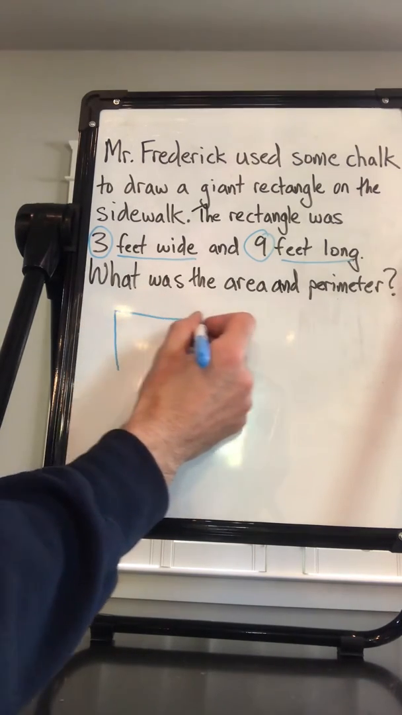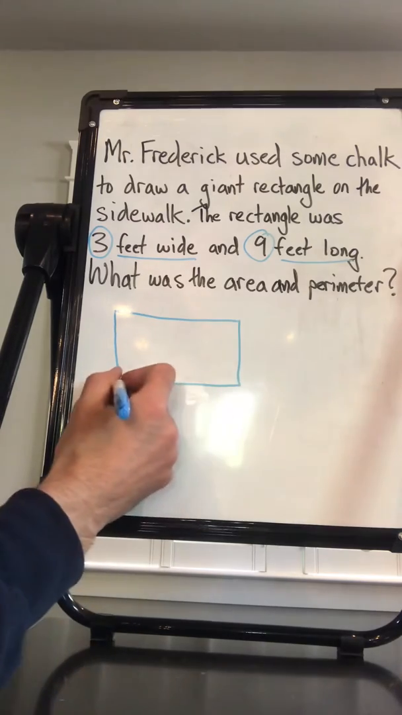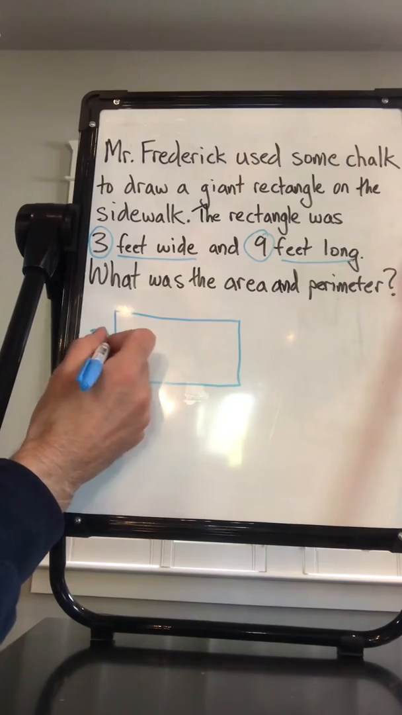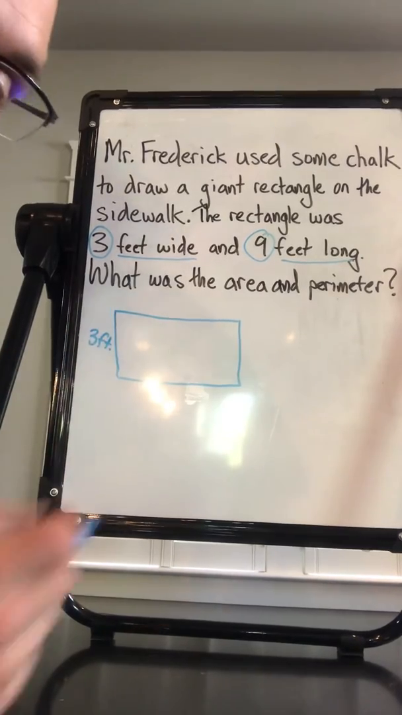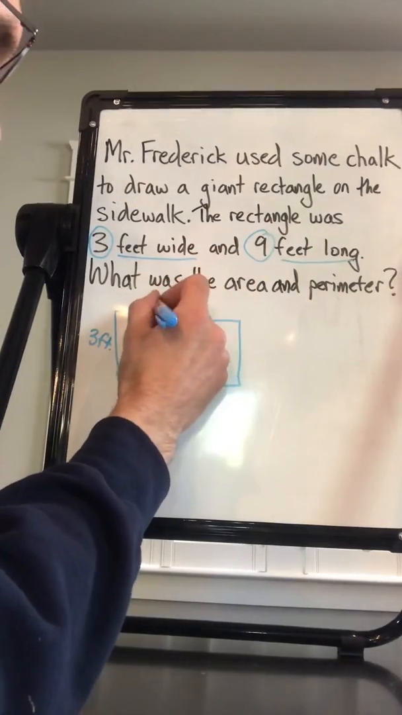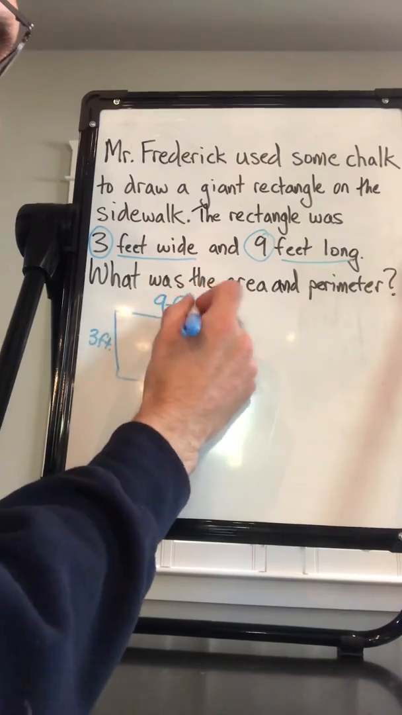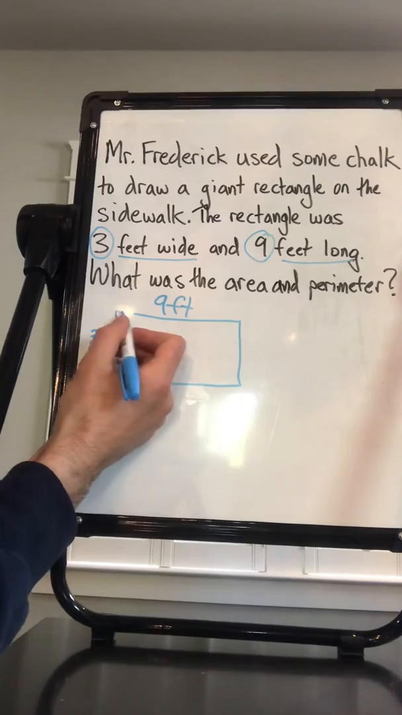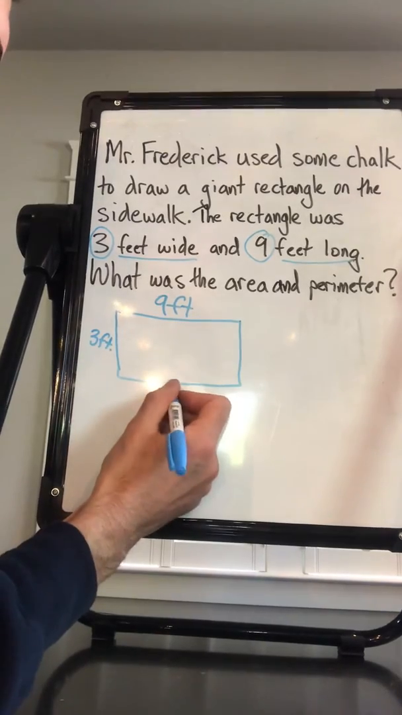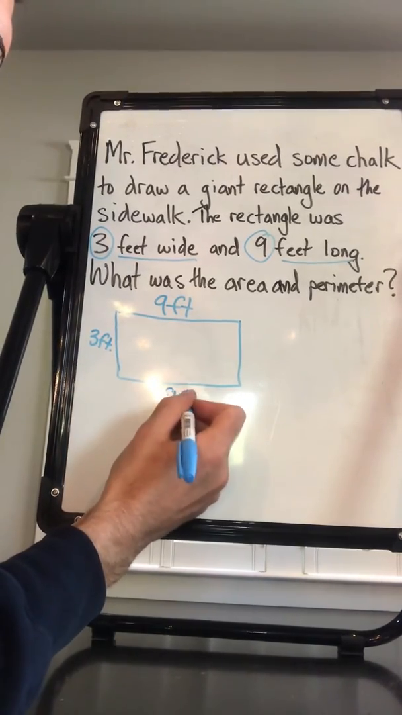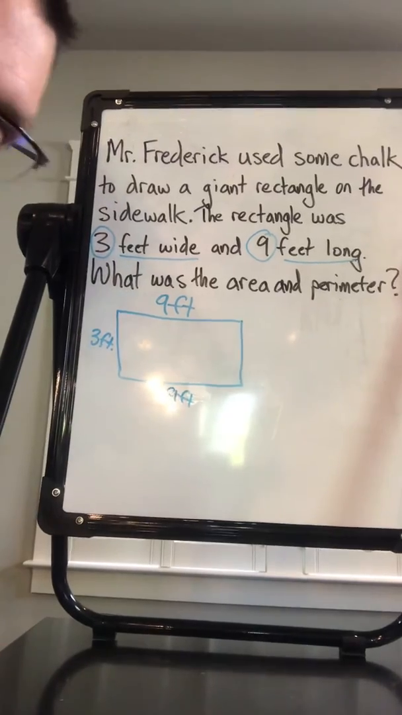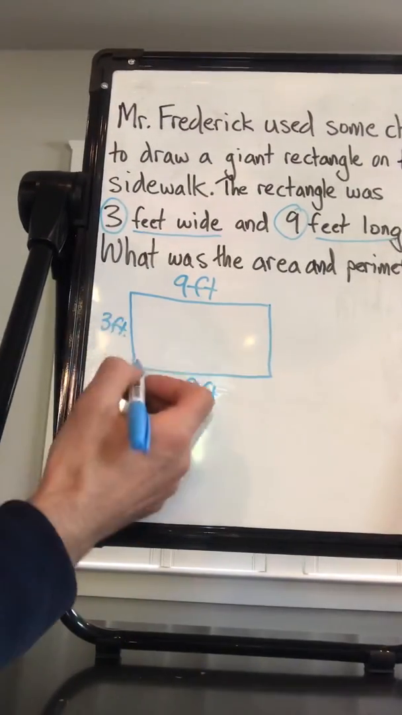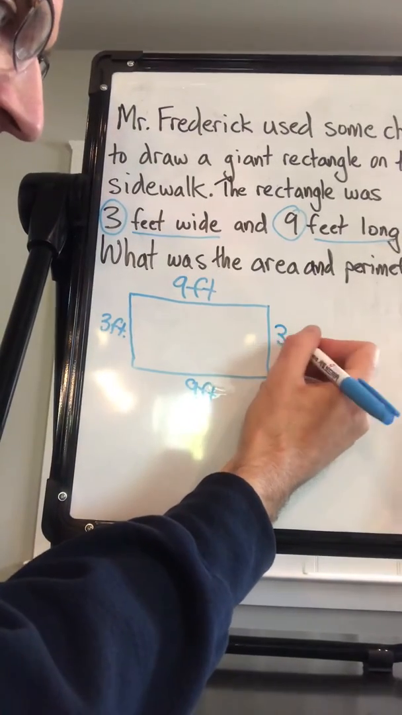I know I have a giant rectangle, and my rectangle is 3 feet wide, so I'm going to put 3 feet right there, and 9 feet long, so I'm going to put 9 feet right there. Now, it's a rectangle, so I know if this side is 9 feet, this side is also 9 feet. So make sure you have that in your picture as well. I'll move that up a little bit because of the glare. All right, this side is 3 feet. I know that this side is also 3 feet.